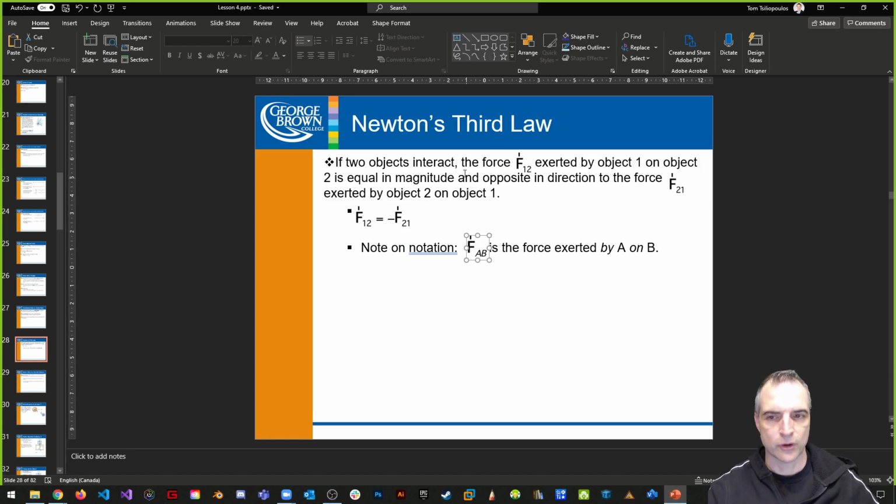Newton's third law. If two objects interact, the force F12 exerted by object 1 on object 2 is equal in magnitude and opposite in direction to the force F21 exerted by object 2 on object 1. For example, F12 is equal to negative F21. How do you say this in a nicer way? For every action, there is an opposite and equal reaction. That is Newton's third law.